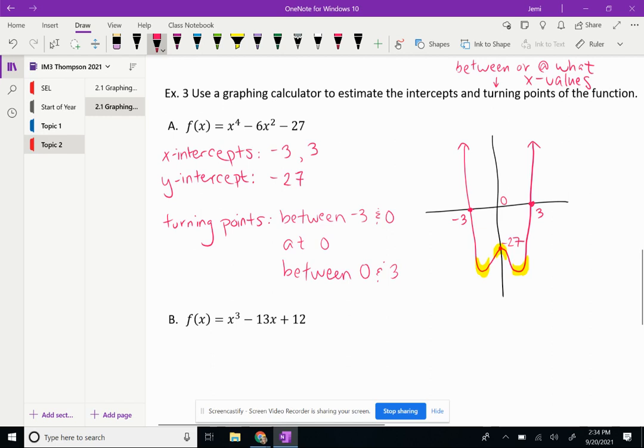So read that over and see if you have a question. Question on intercepts or estimating where turning points are?